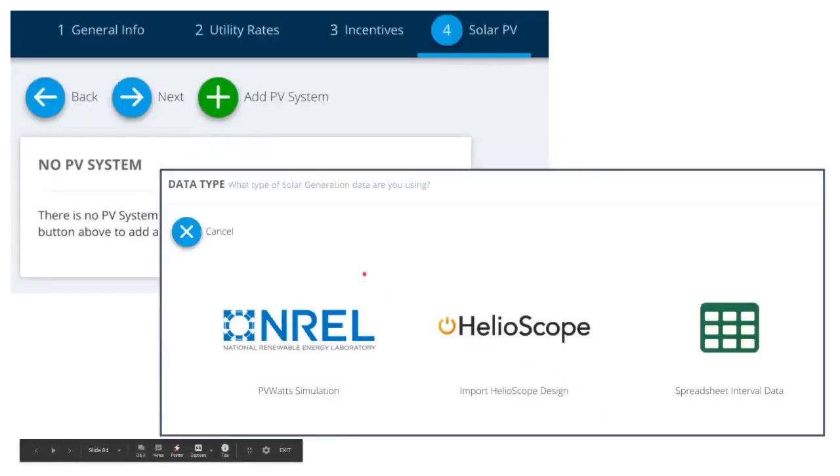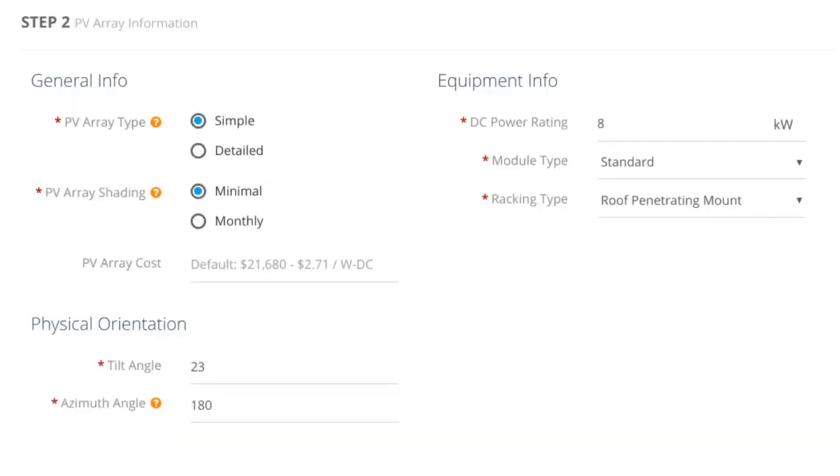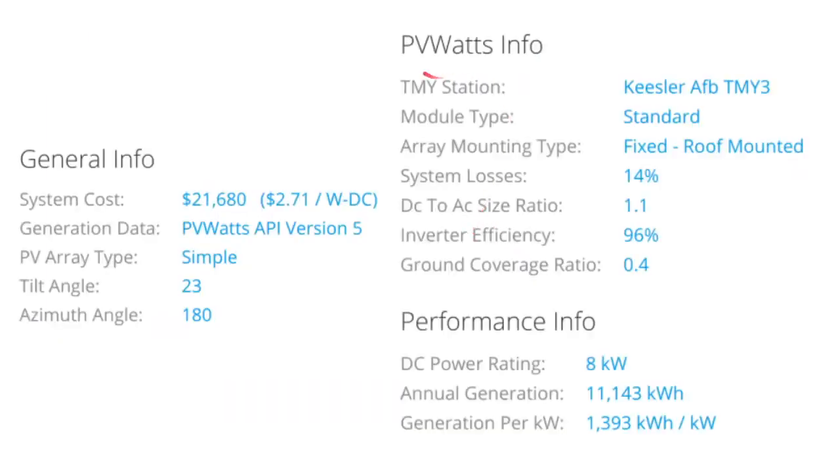And so here we have some more looks. Here's HelioScope integrated right into Energy Toolbase. I think HelioScope is making good strategic alliances to kind of be that default 3D shade modeler. We're putting in the array size and the array cost and the tilt angle and the orientation. Otherwise it's just going to get its data from PVWatts. So here's our PVWatts info.